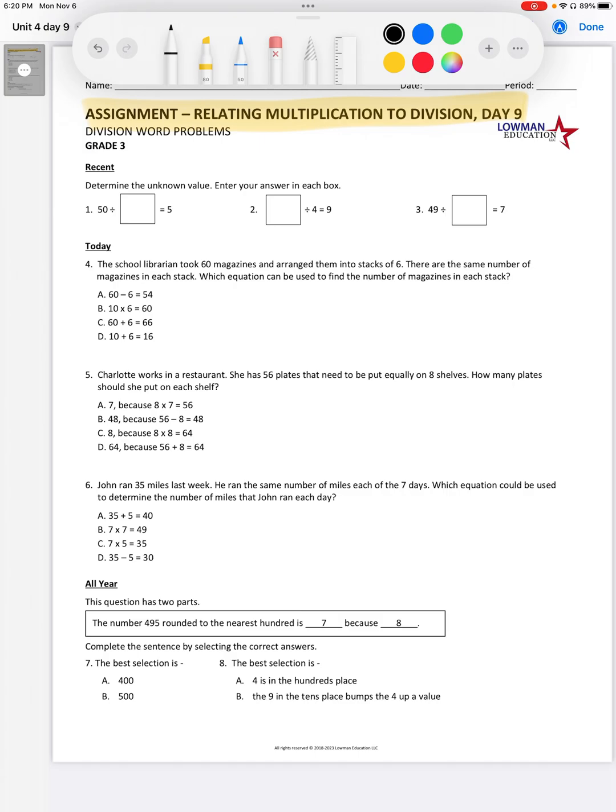We'll start here at the top. It says determine the unknown value, enter your answer in each box. The first one is 50 divided by some number equals 5.